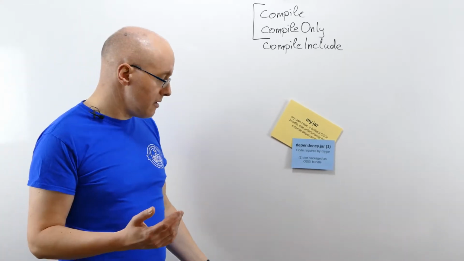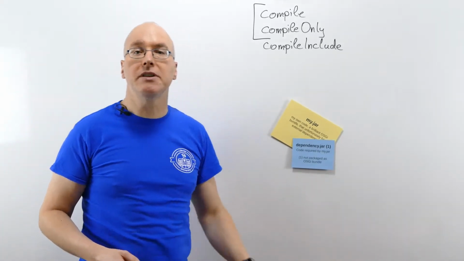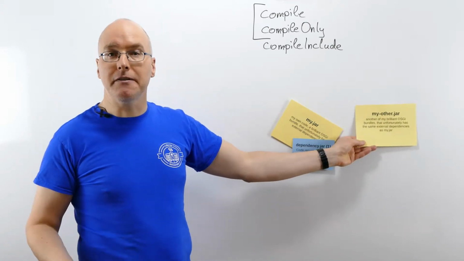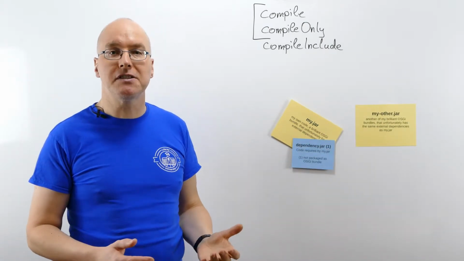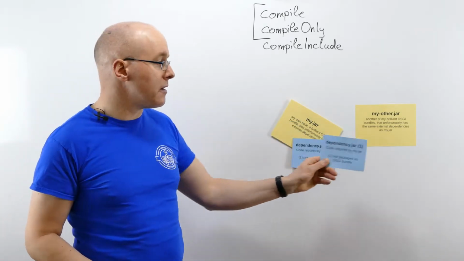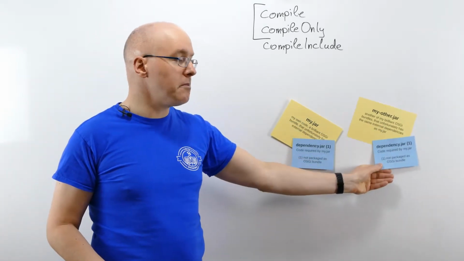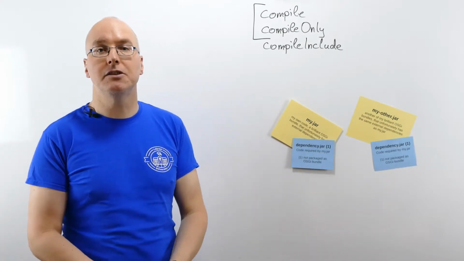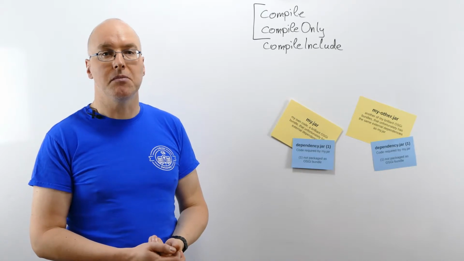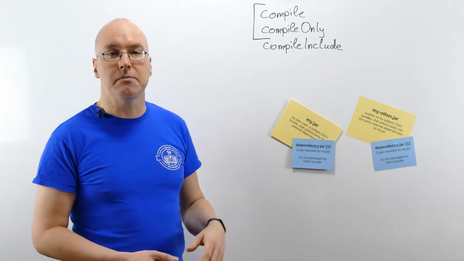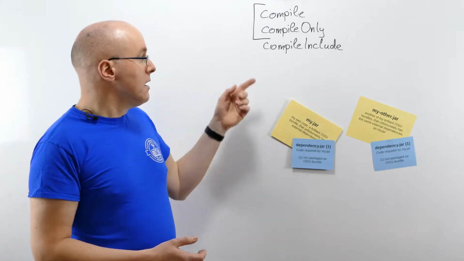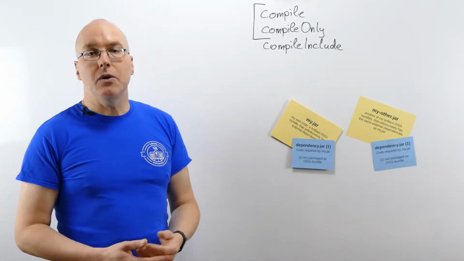When does it matter? Well, it matters as soon as you build yet another plugin. Let's call that my other jar, that happens to have the same dependency. If you build that with the same technique, then yes, you will now have two heavy plugins deployed to your runtime. Continue with as many plugins as you need. That's CompileInclude. Now, what's your option?